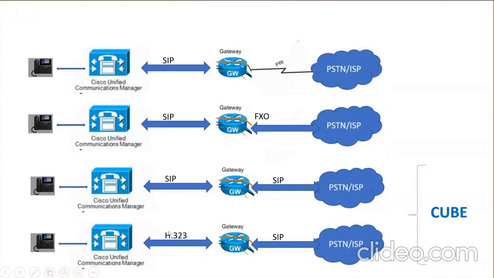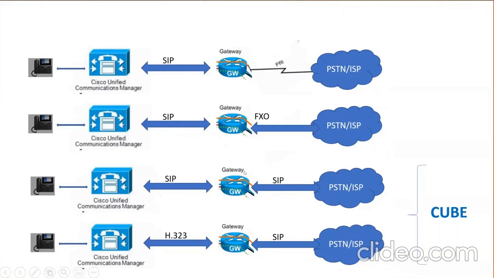So H323 is also an IP leg, SIP is an IP leg. So this will be a CUBE, Cisco Unified Border Element. It connects only IP to IP leg, and that's why it's referred to as a CUBE. If your device is connecting an IP leg to a TDM leg, then that will be a voice gateway.